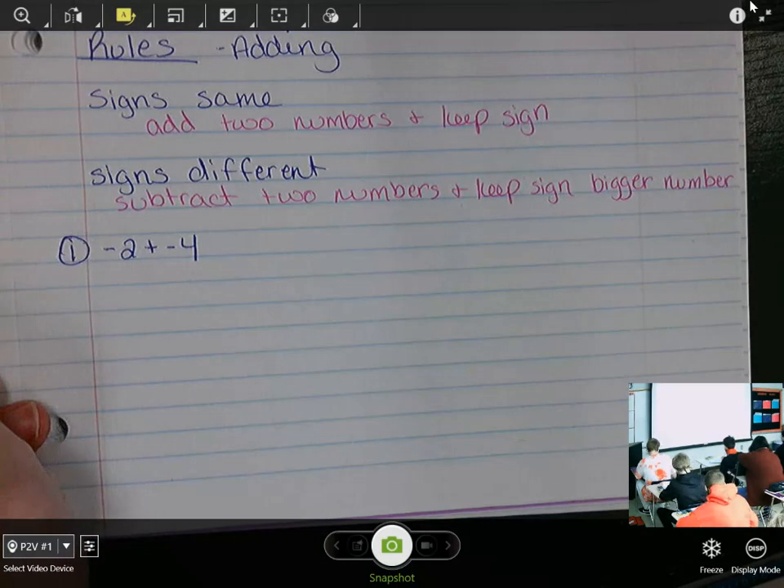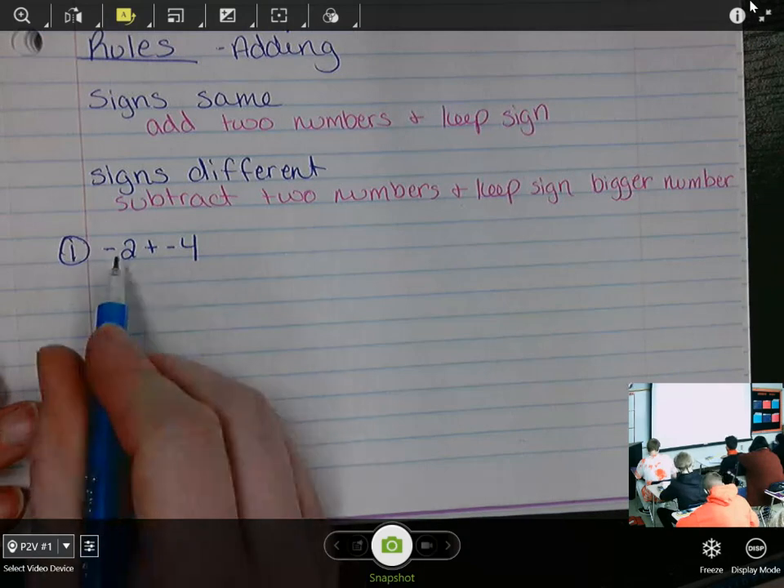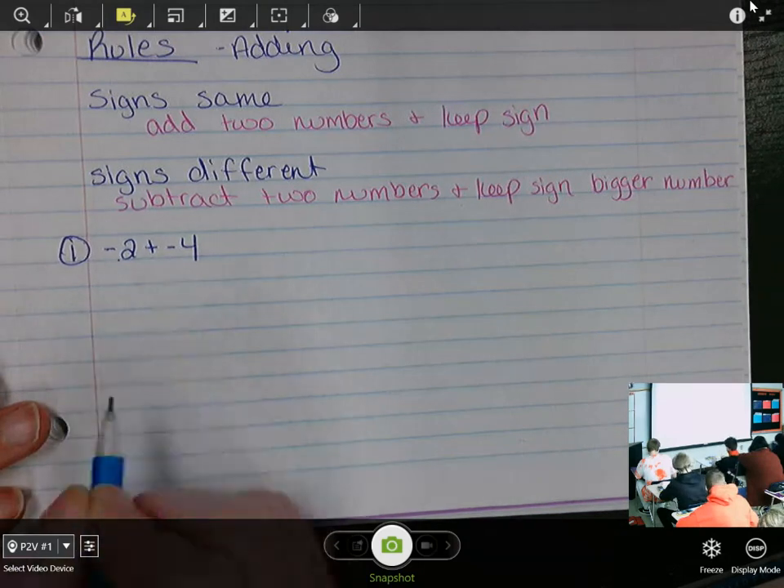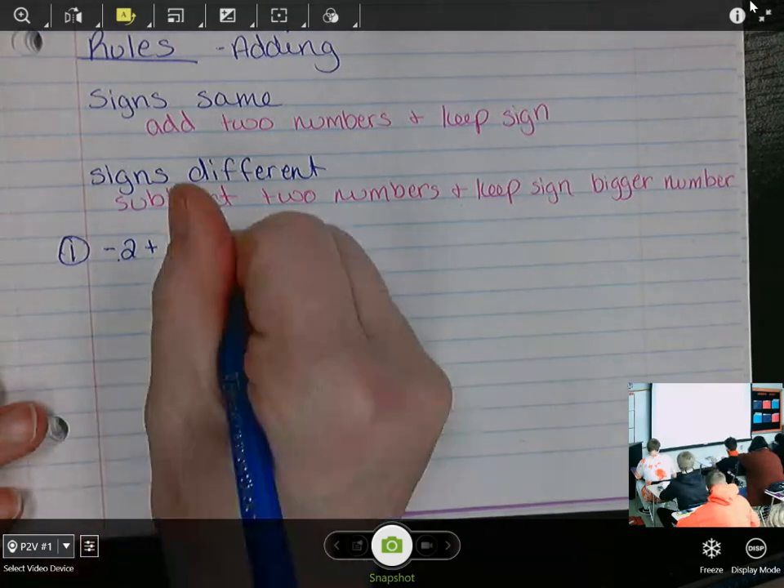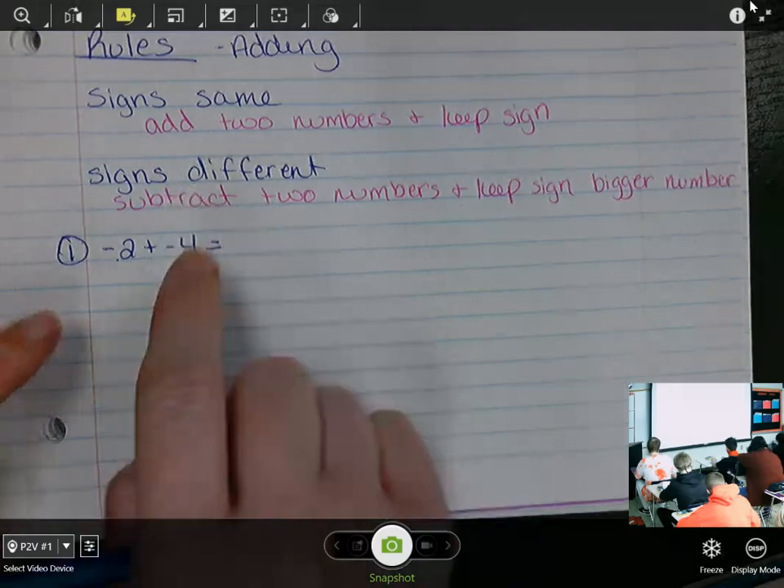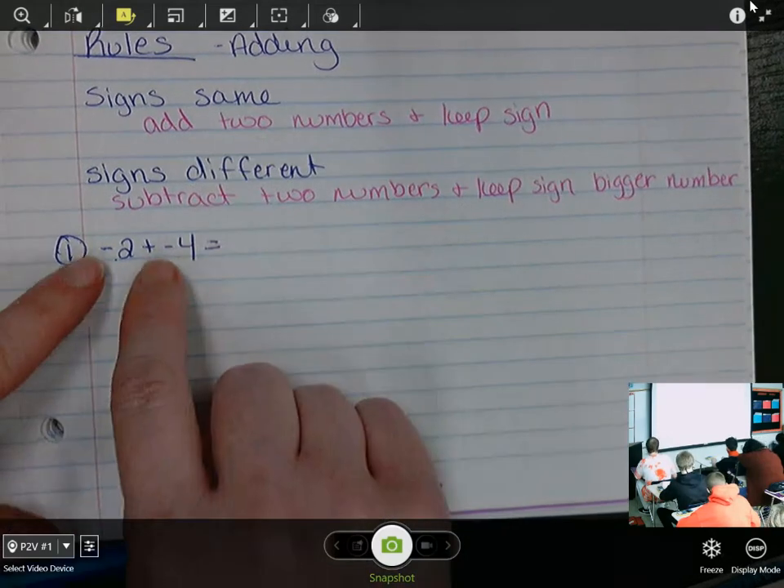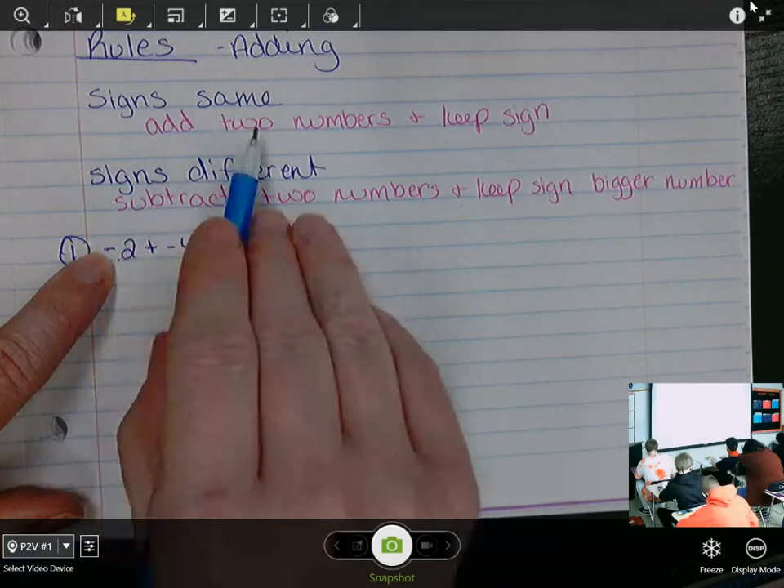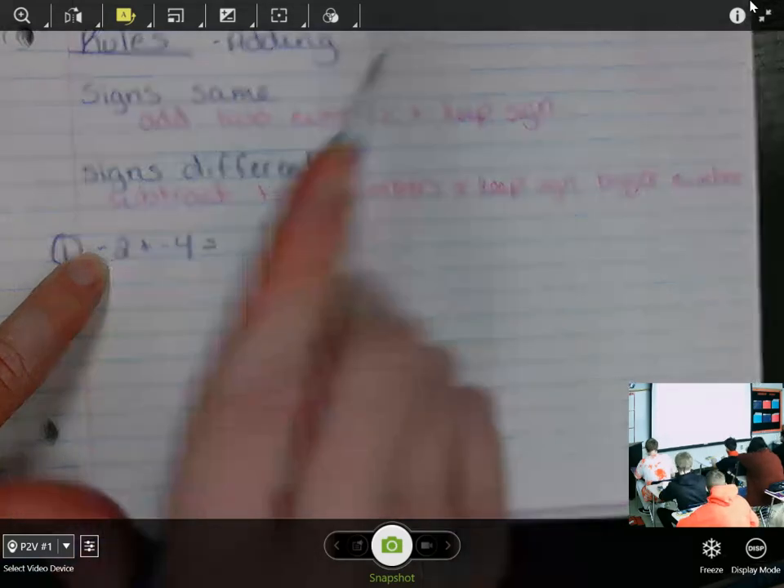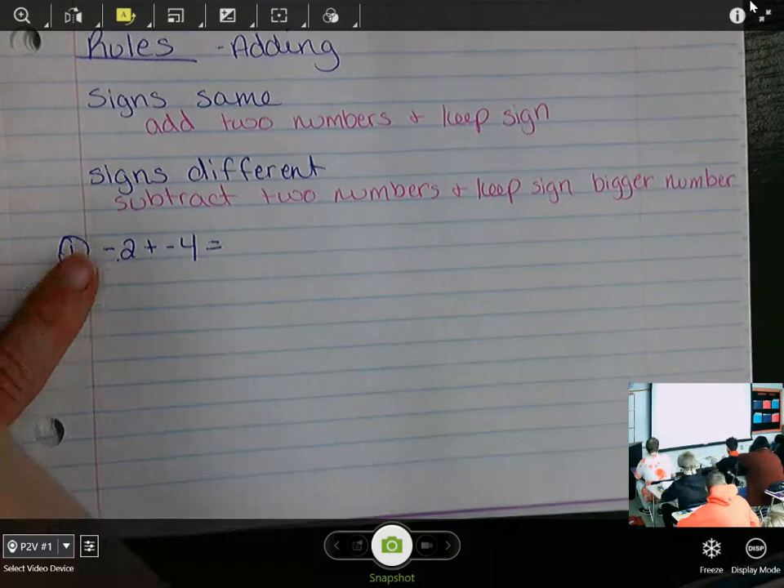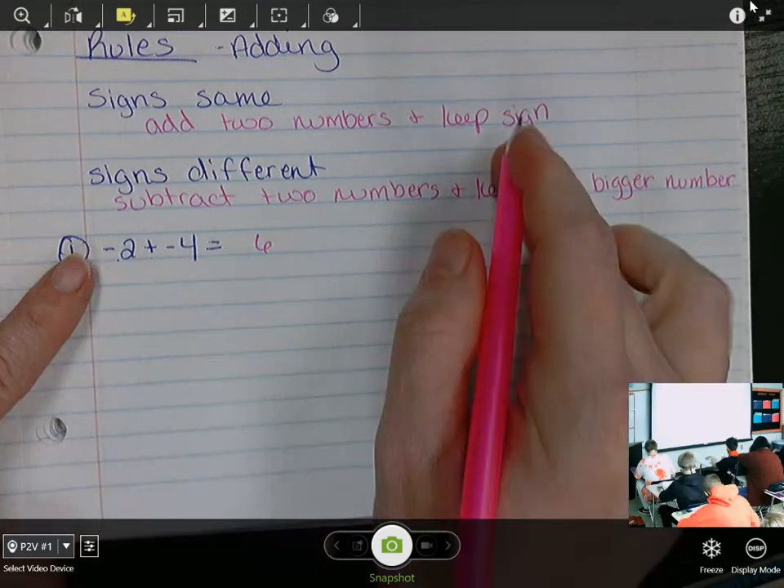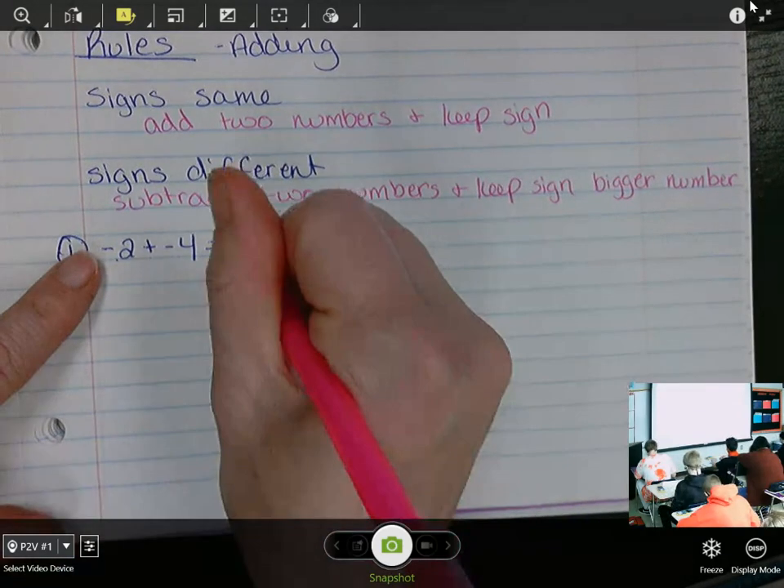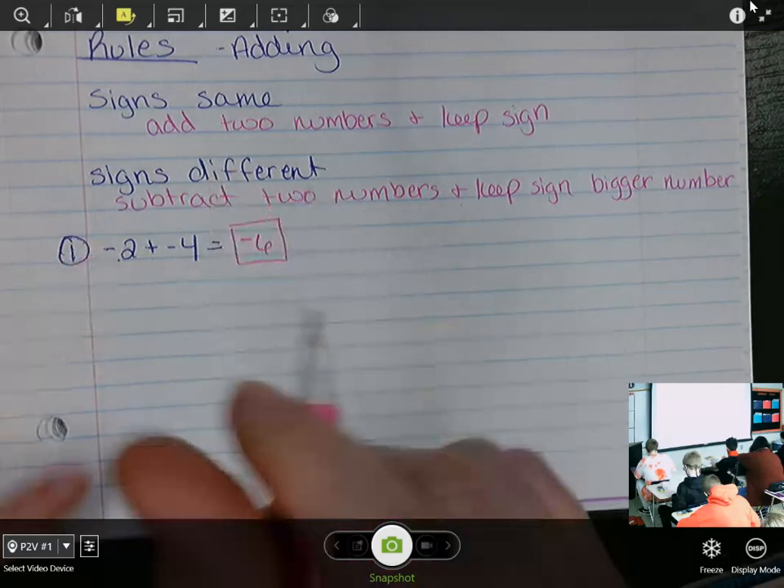Okay. And then our first example, I need you to write down negative 2 plus negative 4. So first look to see if the signs are the same or different. They're both negative, so they're the same. So that tells me to add the two numbers. So you add 2 plus 4, which is 6. And then you keep the sign. They're both negative, so you keep it as a negative. So my answer is negative 6.